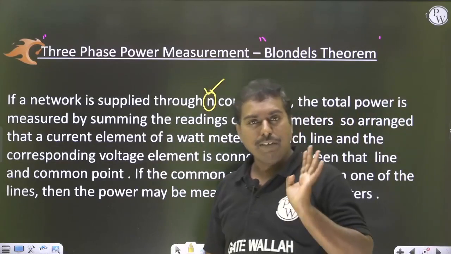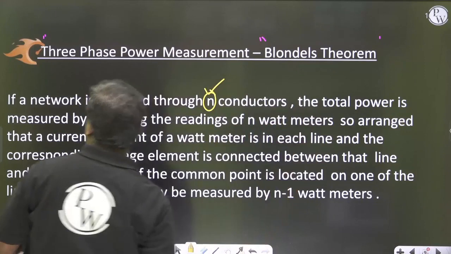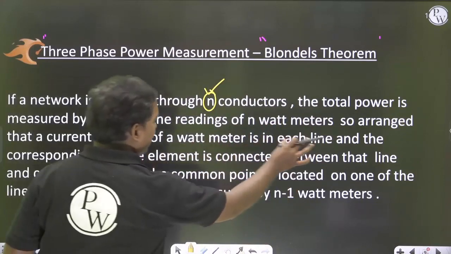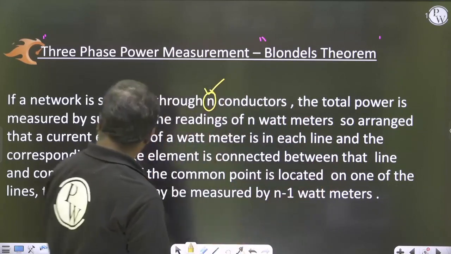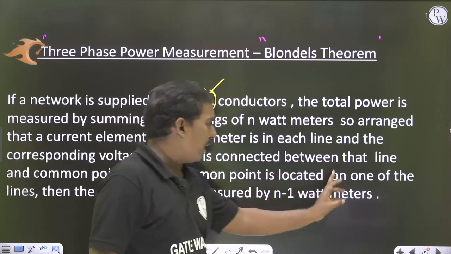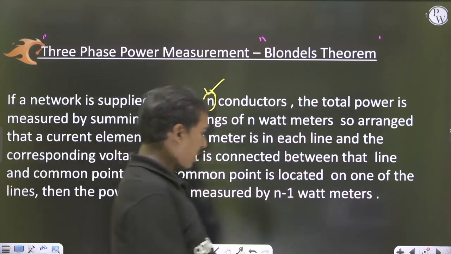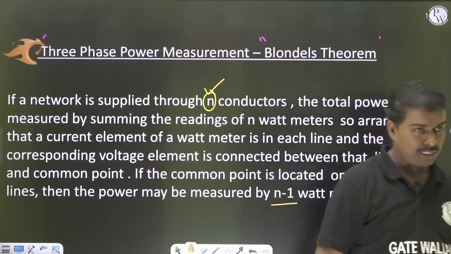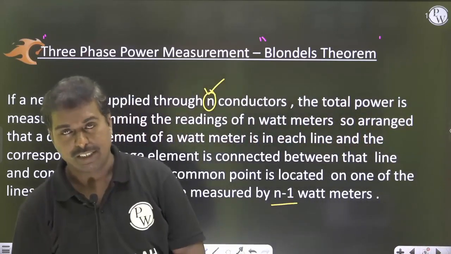If you are having 3 phase, then 3 wattmeters are required, provided they are so arranged that a current element of a wattmeter is in each line and the corresponding voltage element is connected between that line and a common point. If the common point is located on one of the lines, then the power may be measured by n-1 wattmeters. So how to understand this concept in detail, that we are going to discuss next.